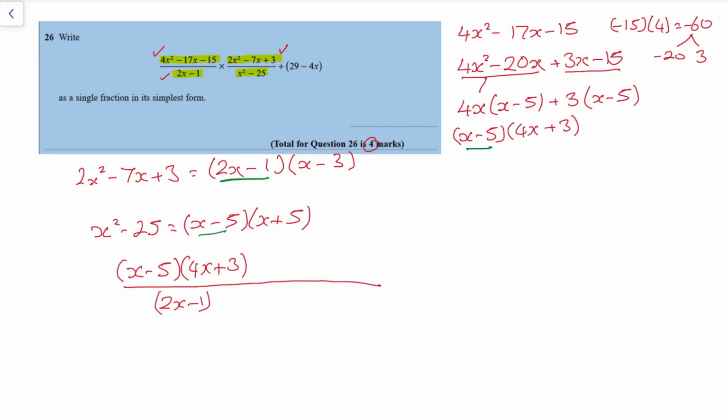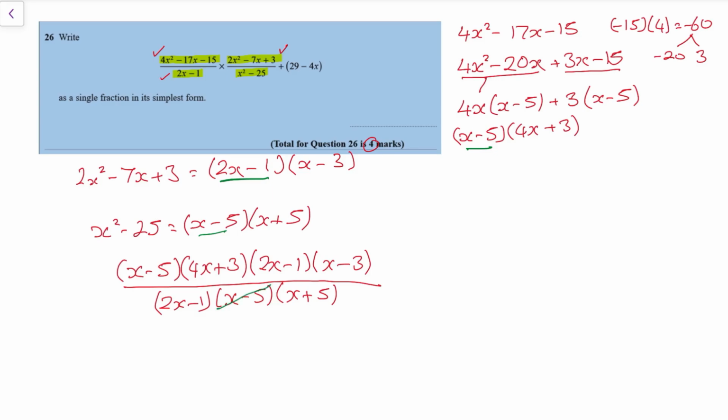Now fractions, multiply top, multiply the bottom, so I can basically just do it as one big fraction. So the 2x squared minus 7x plus 3 becomes 2x minus 1, x minus 3. And the new denominator on the right one becomes x minus 5, x plus 5. Now, before I write the next step, because I think I know what's going to happen, let's see what happens here first.